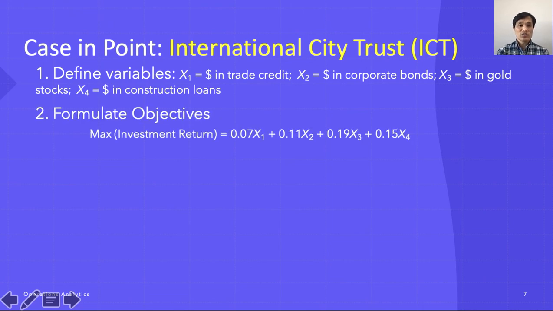And we need to formulate the objective. From the table that we saw before, we know that X1, trade credit, has an expected return of 7%, X2, corporate bonds, 11%, gold stocks 19%, and construction loans 15%. Therefore, we want to maximize investment return, which is defined as 0.07 times X1 plus 0.11 times X2 plus 0.19 times X3 plus 0.15 times X4.